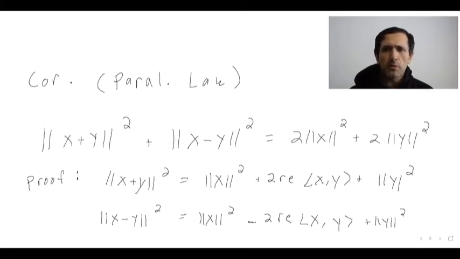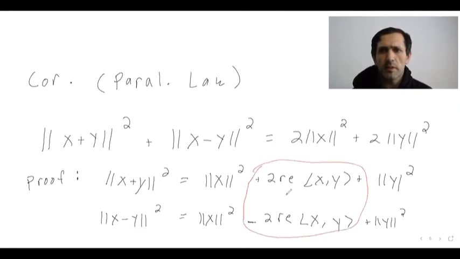Okay, now all you literally have to do is add these two up. These cancel out, so that you get 2 norm x squared plus 2 norm y squared. And that's basically the proof. Not a whole lot to that. All right.